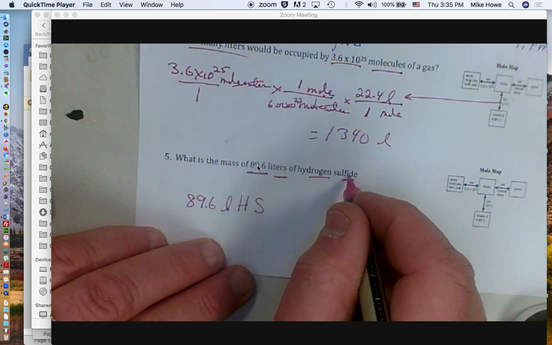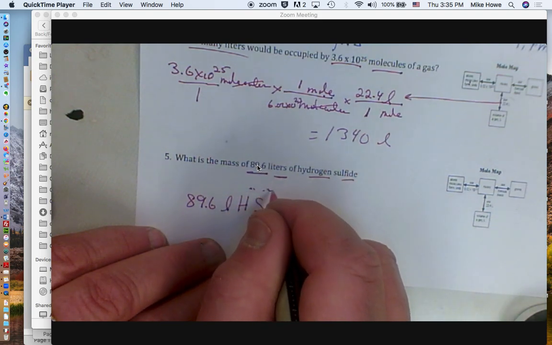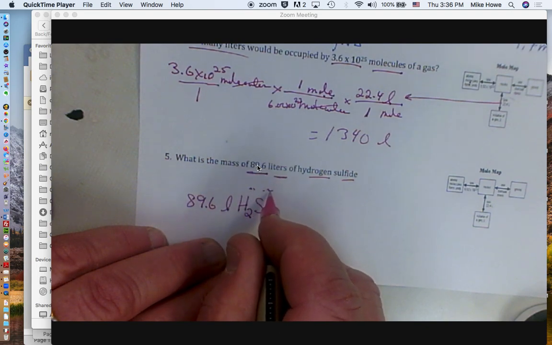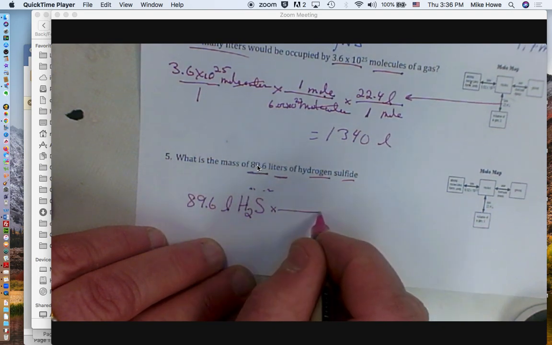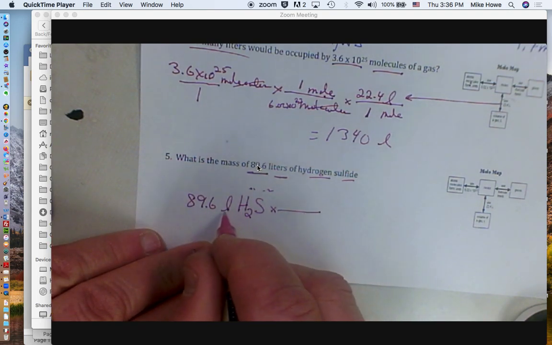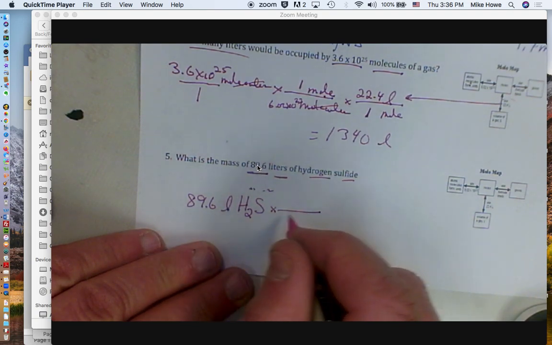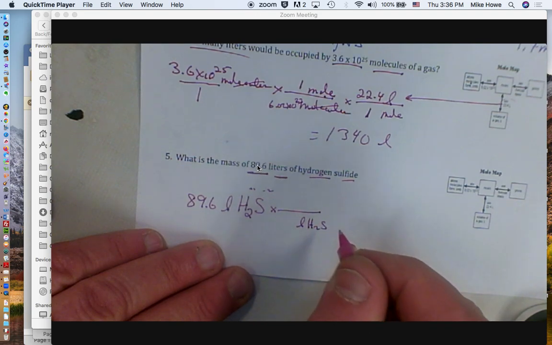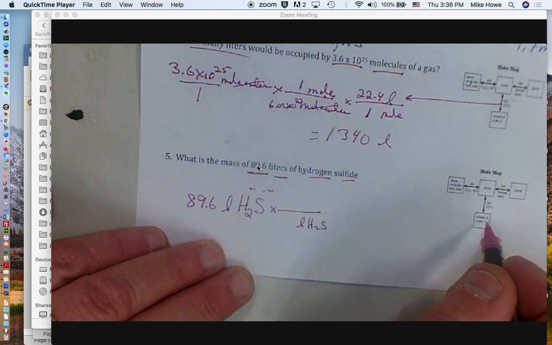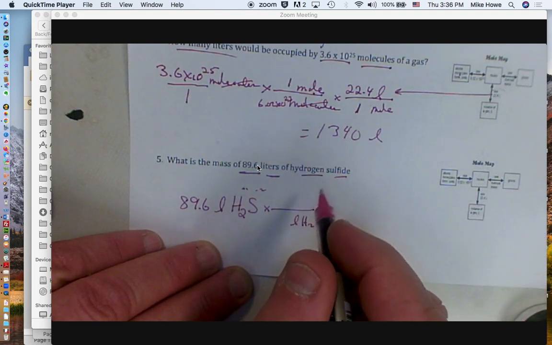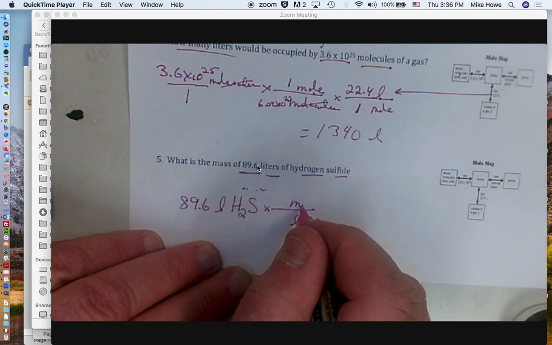Hydrogen is H, sulfur is S, but H is +1, S is -2. So how many H's will I need to make this formula correct? So 2 times 1 is 2, which matches the -2. All right, we know that everything that's written over here except for the number goes on the bottom. So what's written over here that's not a number? Liters of H2S. All right, and on the mole map, we're right here. So we're trying to get to mass. So we're going to go up and over. How many steps? Up, over, 2 steps. So on the top, we're going to put our middle step, and that's moles.